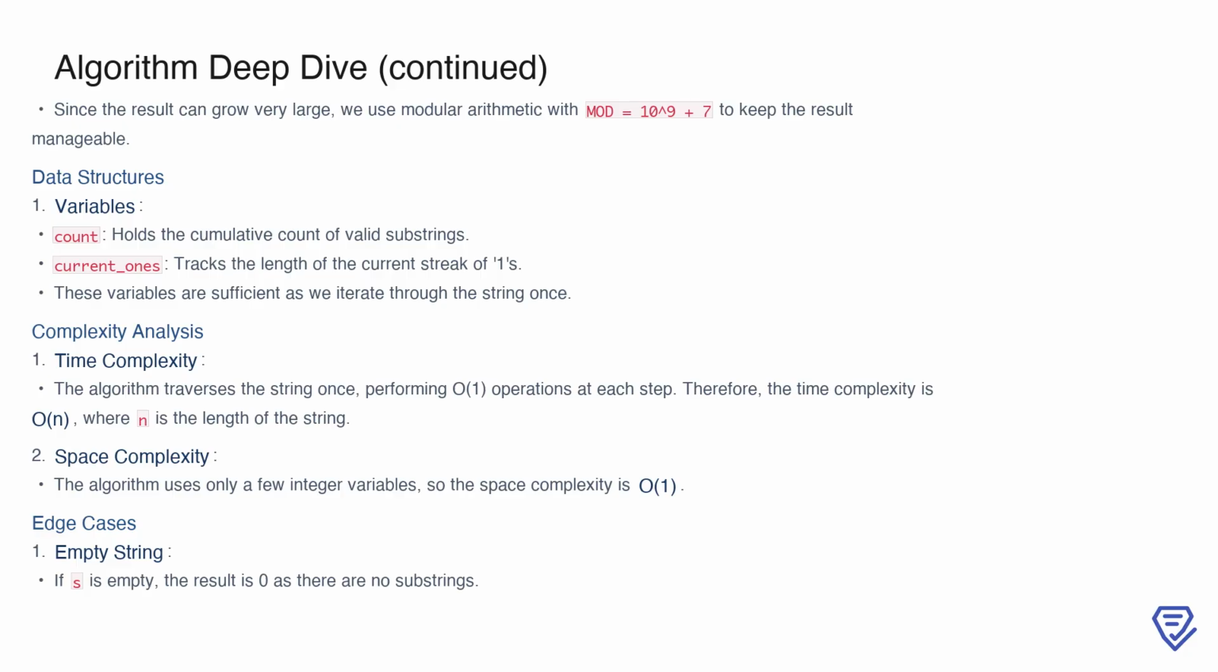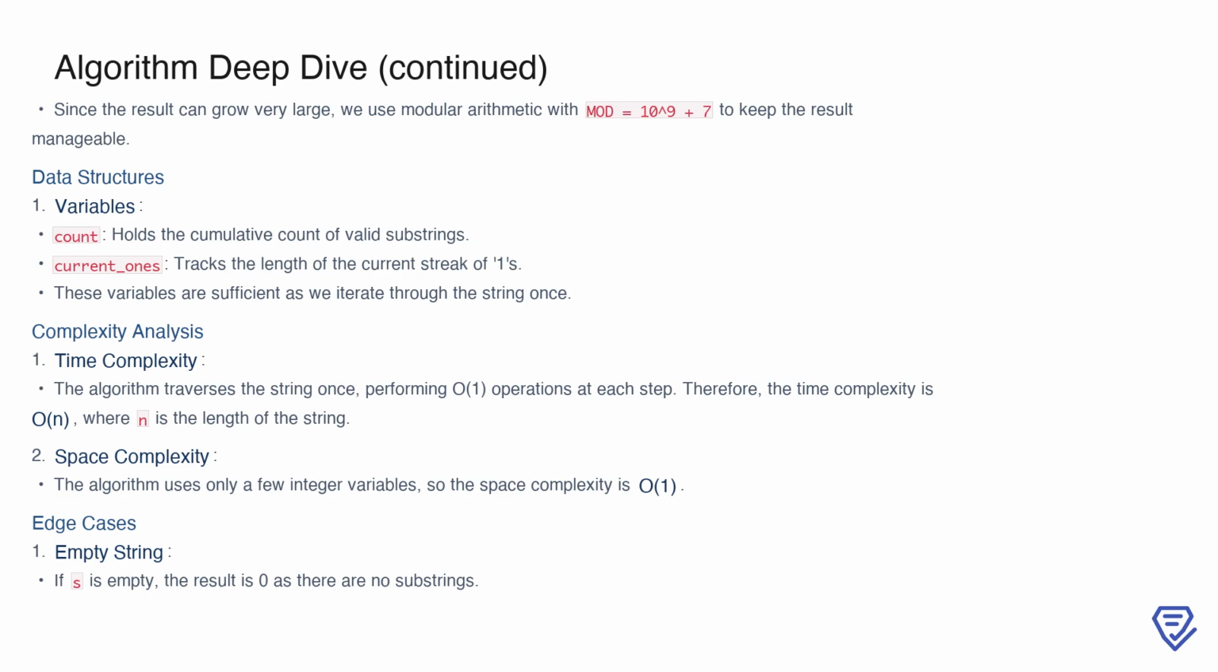For this algorithm, we only need two variables, count to store the cumulative total and current_ones to track the length of the current streak. This simplicity keeps the space complexity constant at O(1). The time complexity is O(n), where n is the length of the string, as we process each character exactly once. This makes the solution highly efficient.